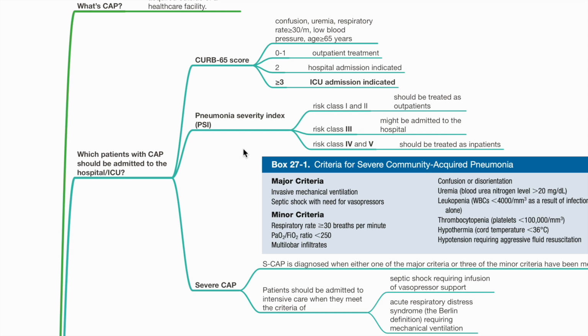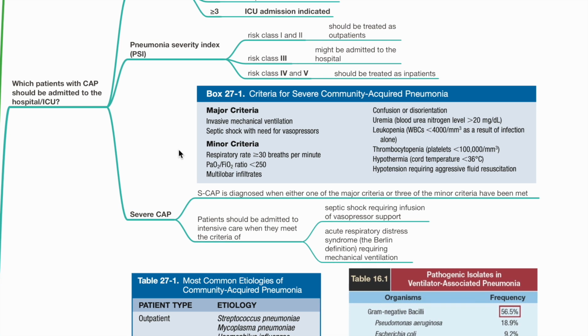Patients with class 4 or 5 pneumonia severity index should be treated as inpatients. Severe CAP is diagnosed when either one of the major criteria or 3 of the minor criteria have been met. Major criteria includes invasive mechanical ventilation and septic shock needing vasopressors. Minor criteria includes respiratory rate 30 breaths per minute or more, PF ratio of less than 250, multilobar infiltrates, confusion or disorientation, uremia, leukopenia, thrombocytopenia, hypothermia, and hypotension. Patients with severe CAP should be admitted to the ICU.